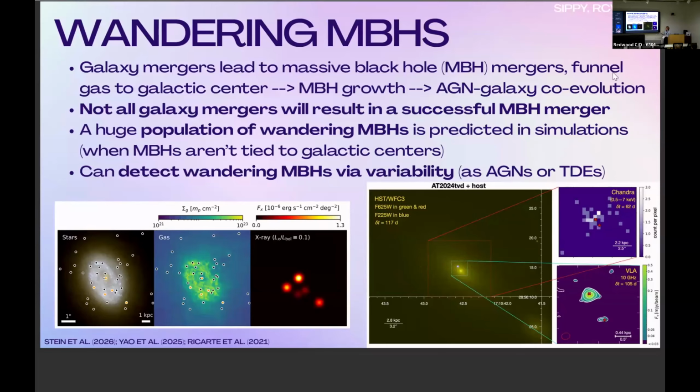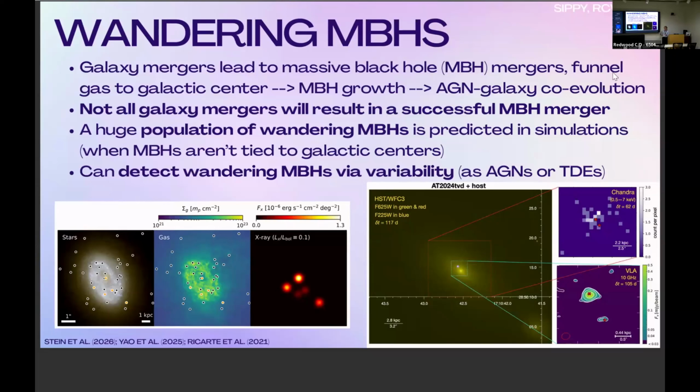And indeed we have. This is from Yao et al. 2025. This is an offset tidal disruption event. So this yellow part is the galaxy, and the little blue dot is an intermediate mass black hole that experienced a tidal disruption event. And there have been about 6 or so of these found so far.